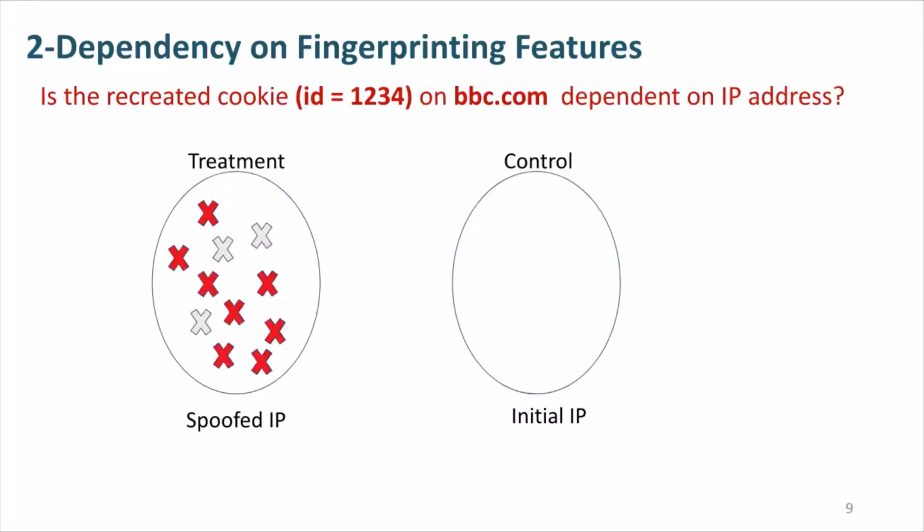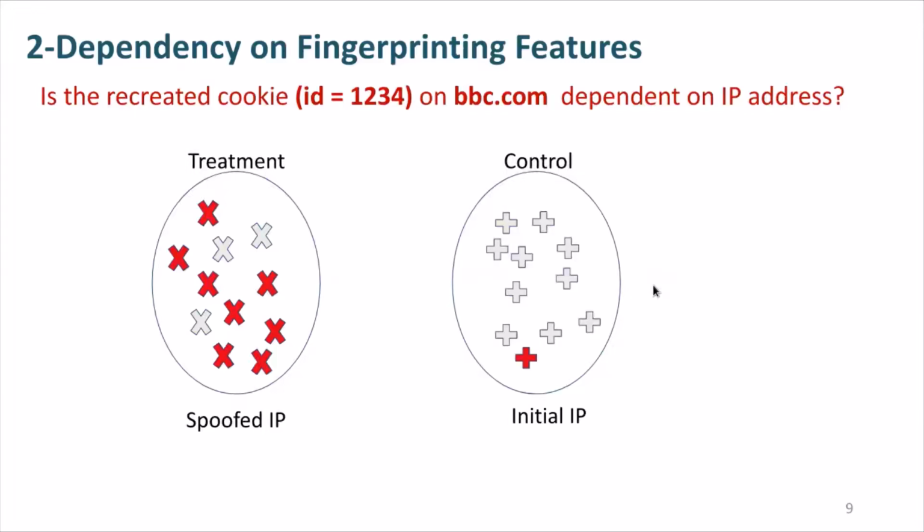Similarly, we set the IP address to its initial value and check if the cookie is set to its initial value, 1234. If it's the case, we mark it in a gray plus. Otherwise, we mark the website visit as a red cross. And we repeated that several times again.